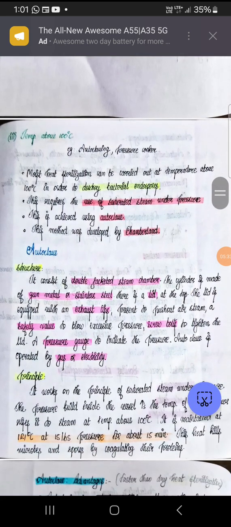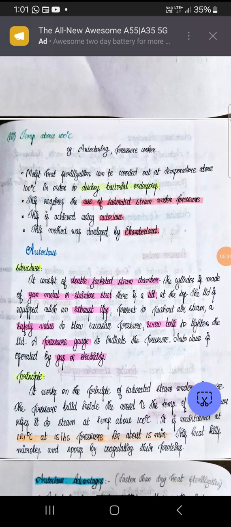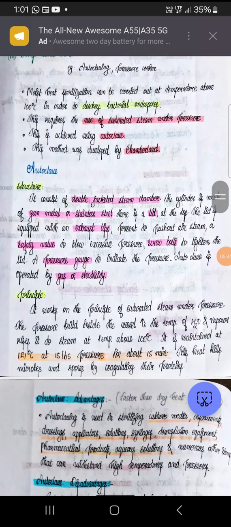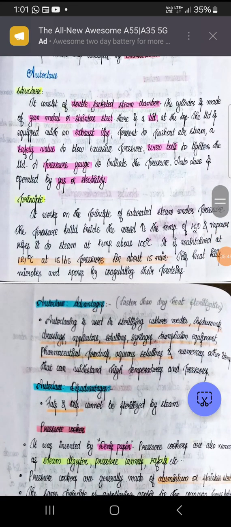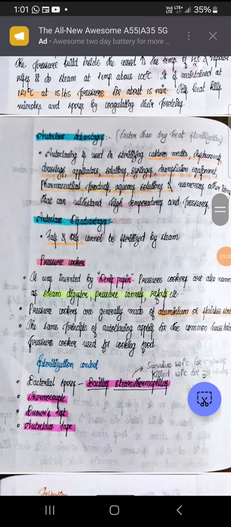And for temperature above 100 degrees Celsius, autoclaving, the pressure cooker, is used. The autoclave was first developed by Chamberland. It is a mechanism in which steam under pressure is employed. Autoclaving is usually done at 121 degrees centigrade and 15 lbs pressure. Advantages and disadvantages of the autoclave: it is used for sterilizing culture media, instruments, dressings, applicators, etc. Disadvantages: fats and oils cannot be sterilized by steam.